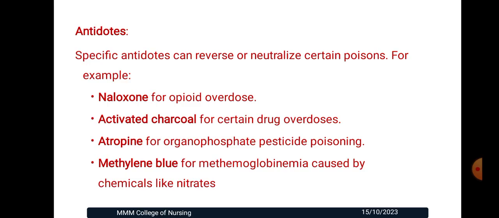Antidotes: specific antidotes can reverse or neutralize certain poisons. For example, naloxone for opioid overdose, activated charcoal for certain drug overdoses, atropine for organophosphate pesticide poisoning, methylene blue for methemoglobinemia caused by chemicals like nitrates.